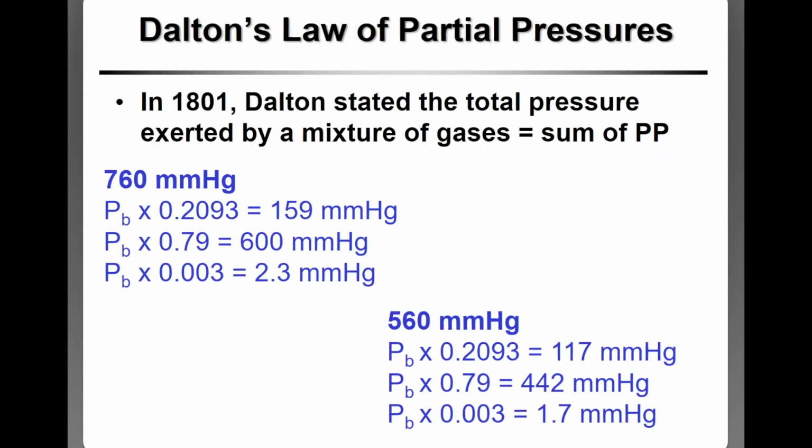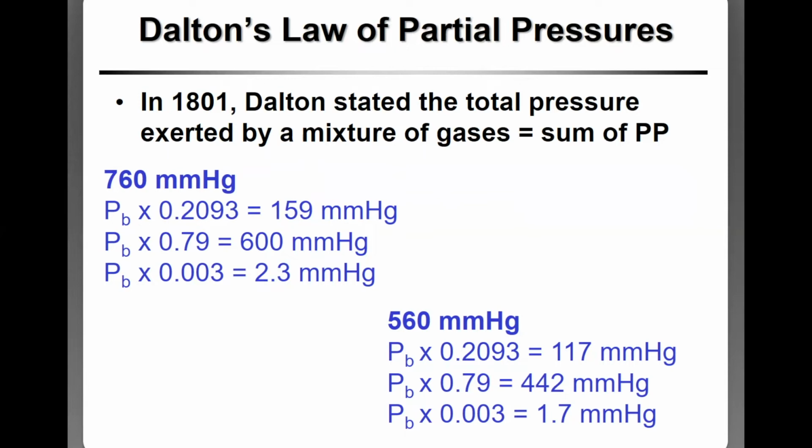So this is also a review, Dalton's law of partial pressures, which states that the total pressure, in our case barometric pressure, is equal to the sum of the partial pressures. So if we took the barometric pressure and multiplied it by 21%, which represents oxygen, 79%, which represents nitrogen, and 0.03%, which is CO2, we can determine the partial pressure of each gas. If we added these numbers back up, they would equal 760 millimeters of mercury.